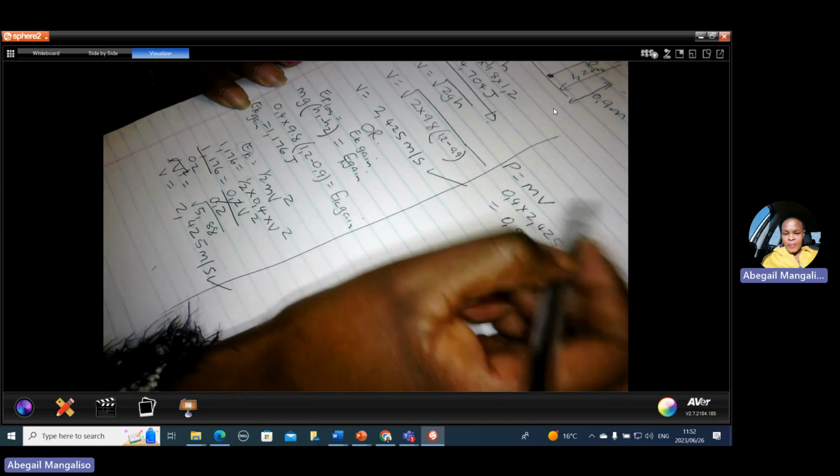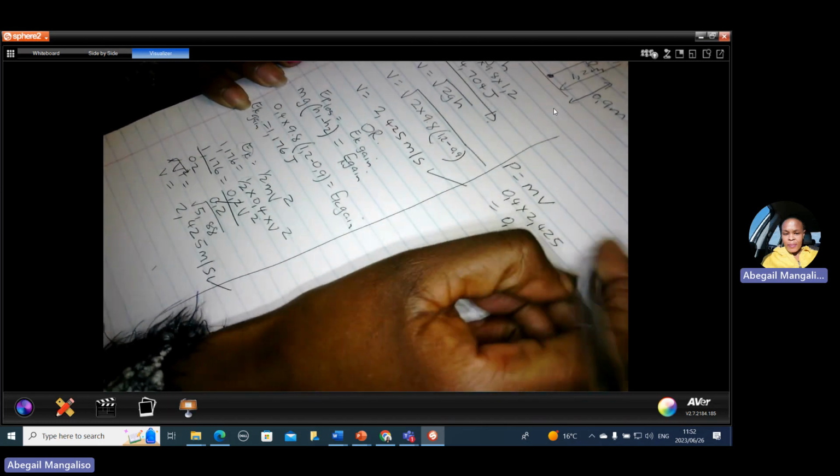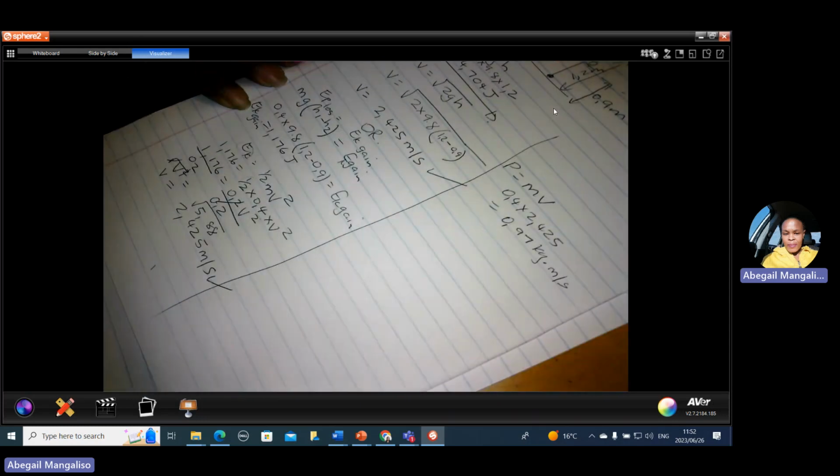0.97 only. Okay, so the SI unit of momentum, you just put the M, which is in kg, and velocity is meter per second. So this is the SI unit of momentum. So we got the answer for momentum at B. Now we can answer this additional question.